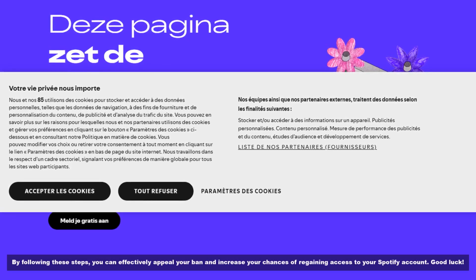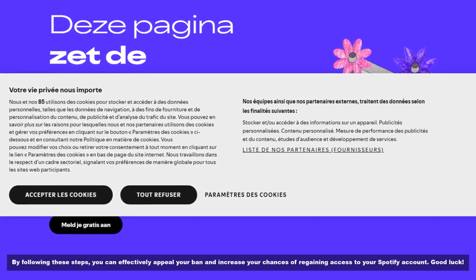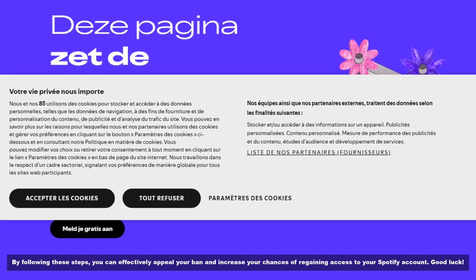By following these steps, you can effectively appeal your ban and increase your chances of regaining access to your Spotify account. Good luck!